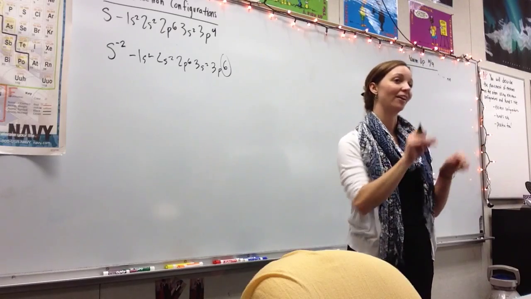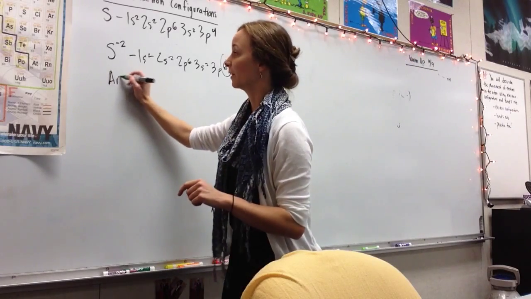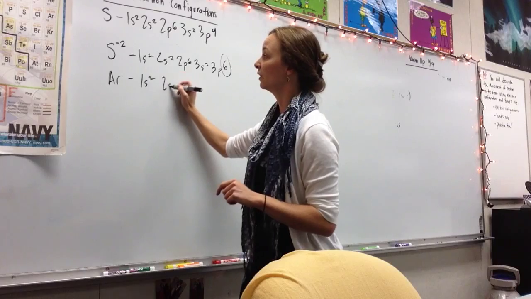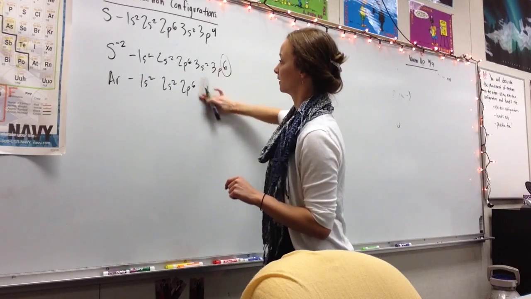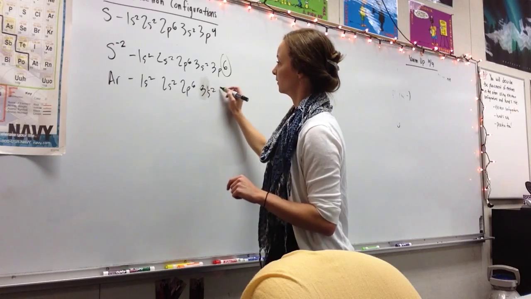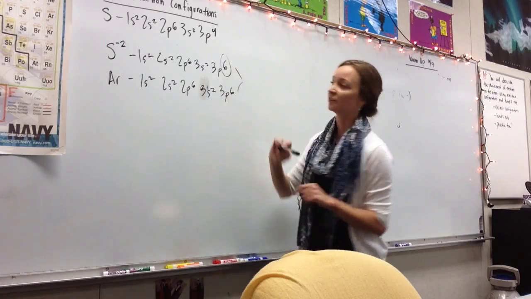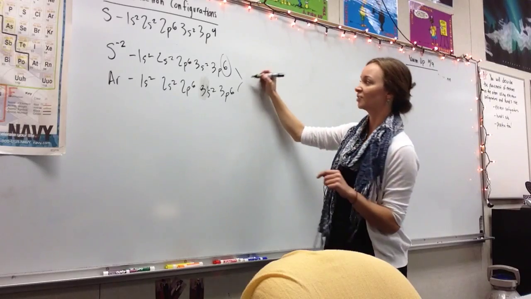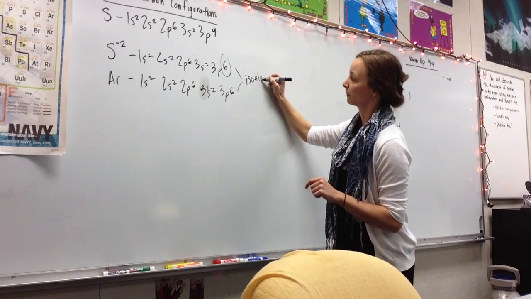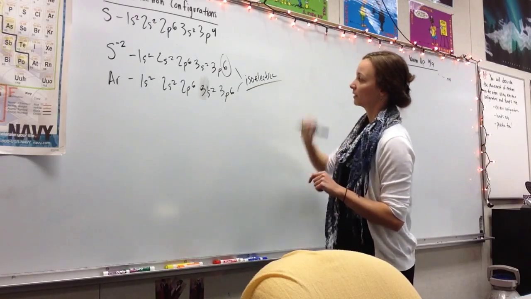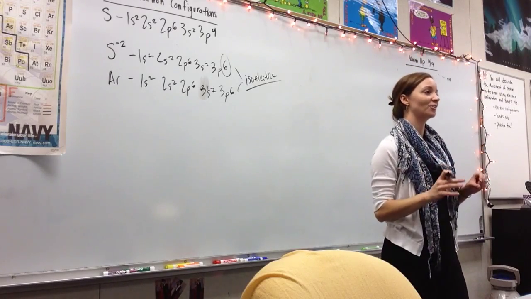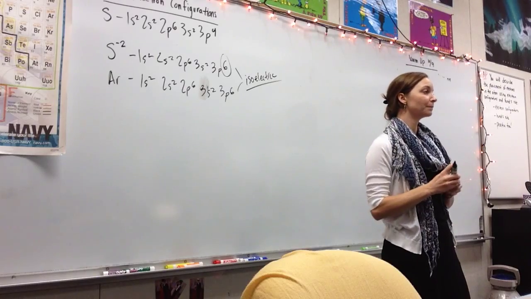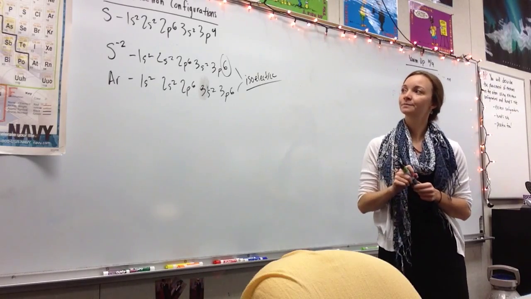No, you can't just write Ar. However, guys, if we wrote the electron configuration for argon, it would look exactly the same. And there's a word for that, 3s2, 3p6. If two things have the same electron configuration, they're called isoelectronic. So if something is isoelectronic, that means it has the same electron configuration as something else. Okay? So make sure you know that part.